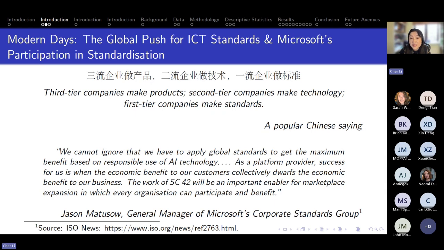So as you can see, this isn't just about compliance, it's about influence. By setting standards, firms shape the direction of industries, dictate how technology is adopted, and position themselves at the center of the global production networks. So the question we really ask in this study is, does participating in standardization, this business-led participation and behavior, actually improve their standing in their global value chains?